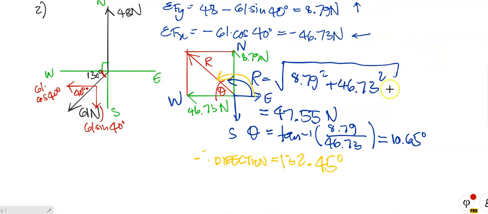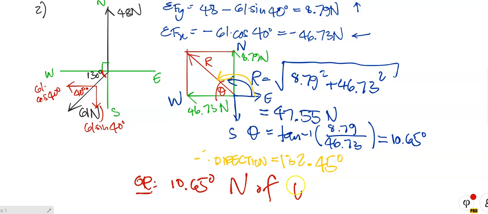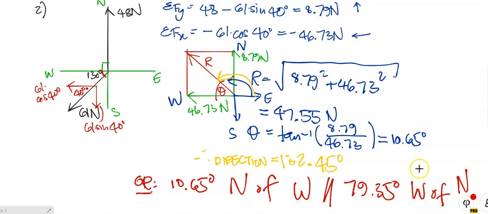Or if you prefer to write it the other way, you can say it's 10.65 degrees north of west, or you can say it is 90 minus 10.65, which is 79.35 degrees west of north.